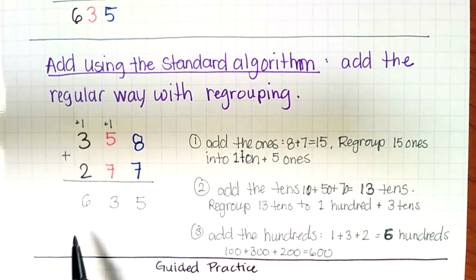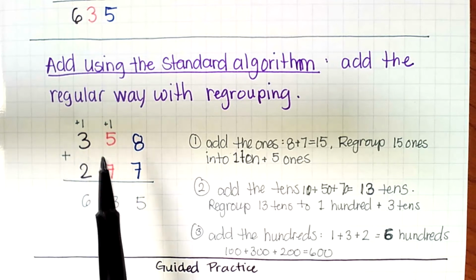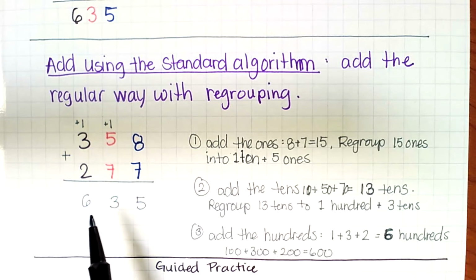Now, since we're talking about something in the hundreds, we need to line it up in the hundreds place value. So that 13 tens becomes a 3 in the tens place and that 1 up in the hundreds. Then we add the hundreds together. The 1 plus the 3 plus the 2 gave us 6. So our answer over here was 635.